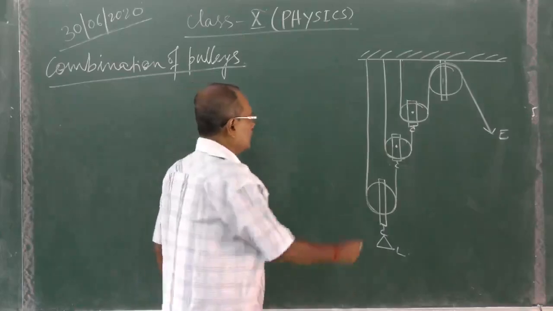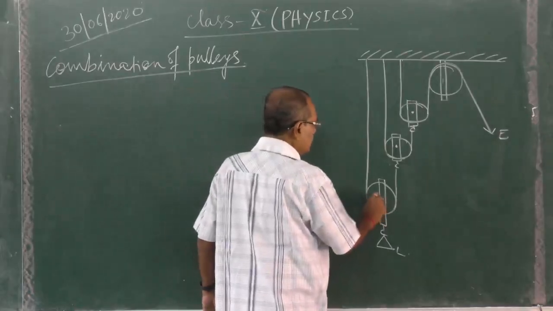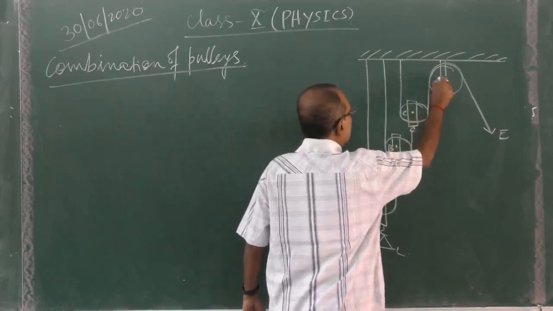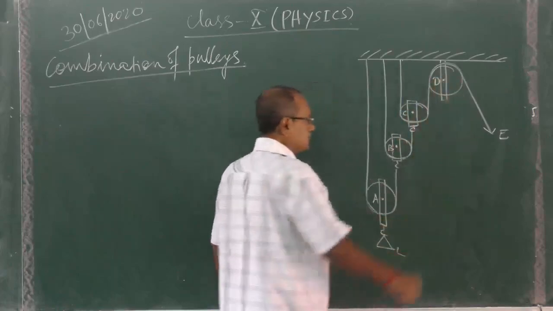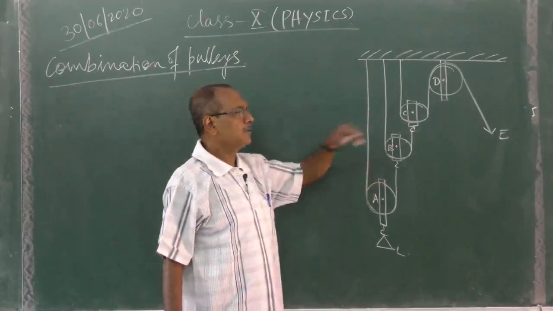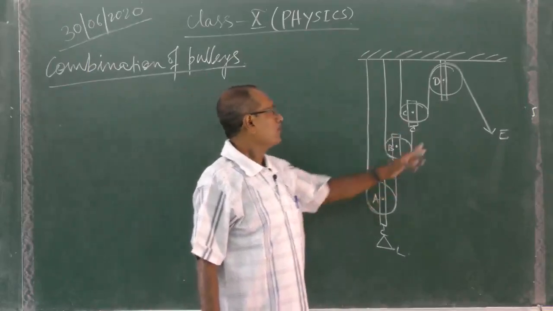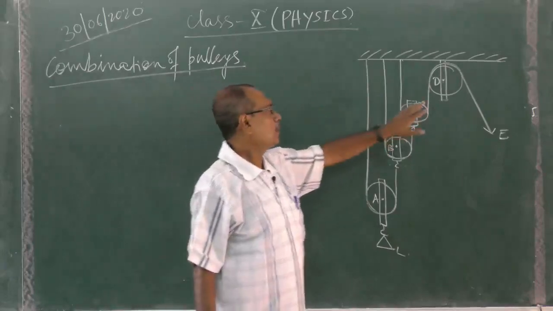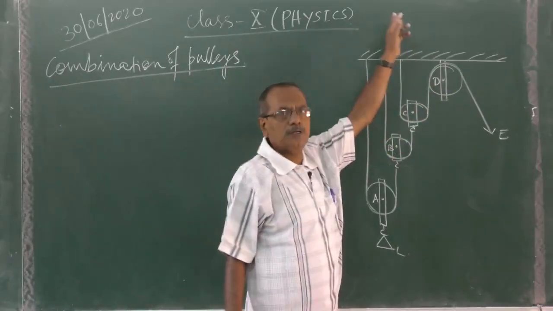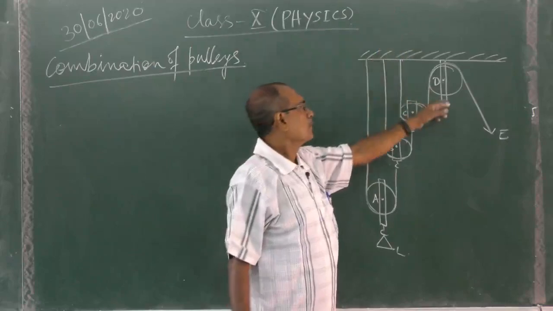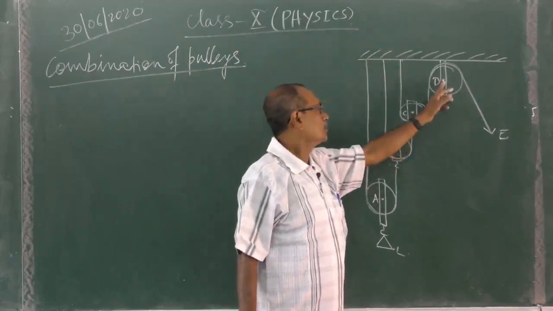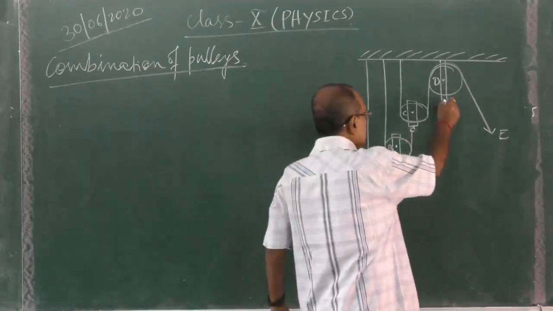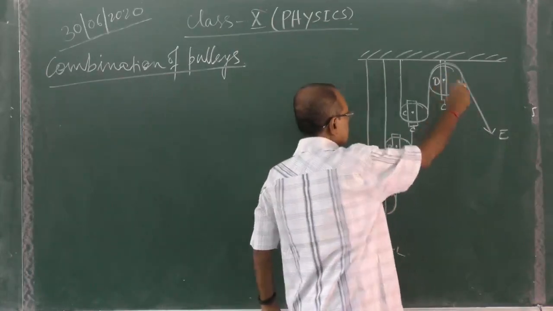Okay, three pulleys are there, movable pulleys A, B, C, and one fixed pulley is D. So A, B, C are movable pulleys, and D is the fixed pulley. If we do not use this one, then we have to lift up. So to make our effort in a convenient direction, we are using the fixed pulley.